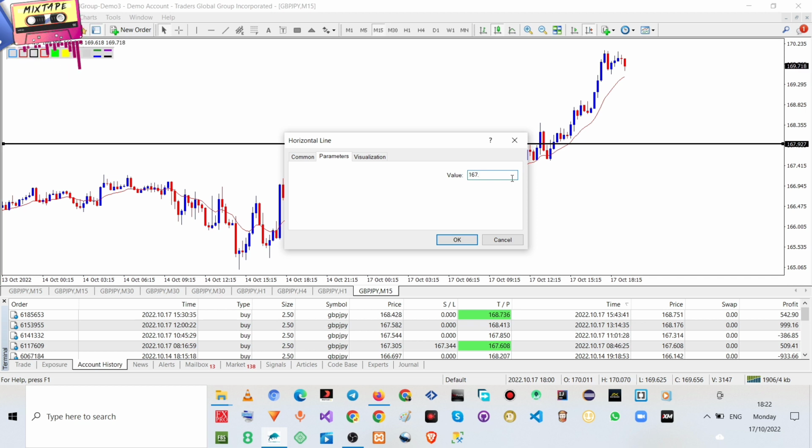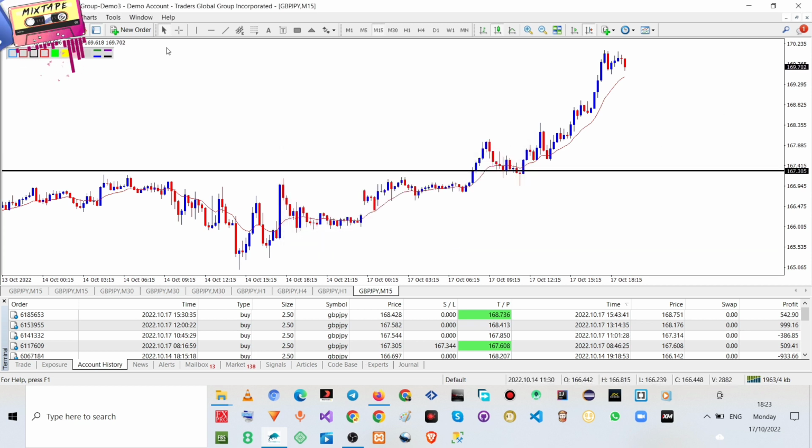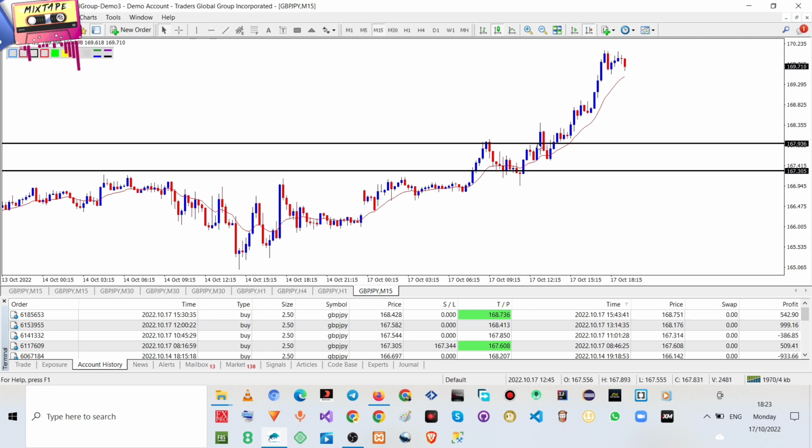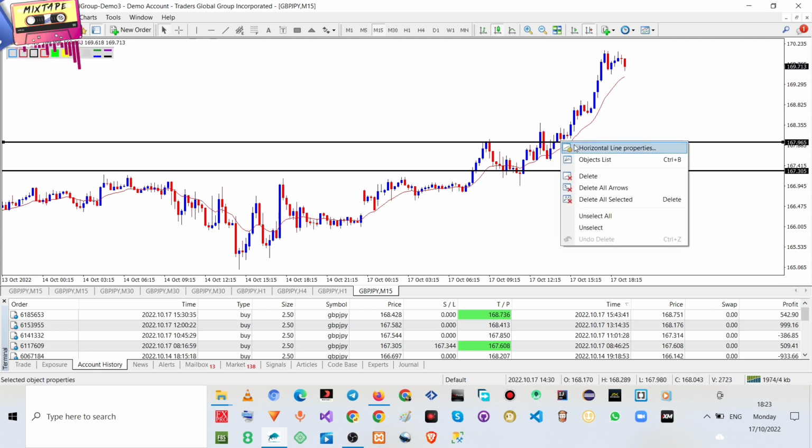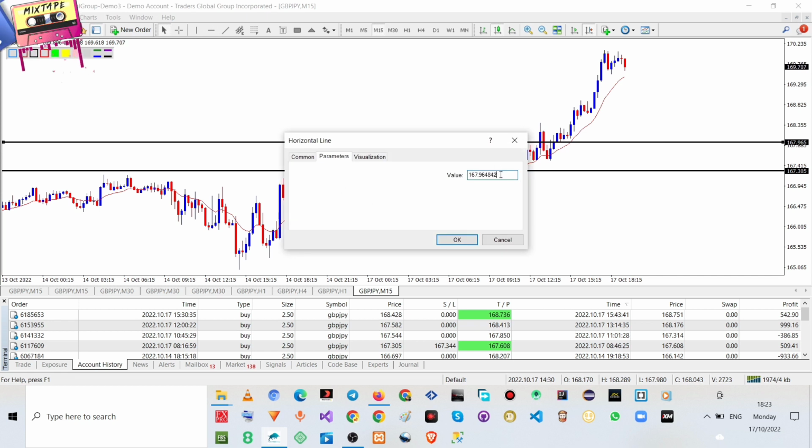So the price for the first trade is this one right here. The price for the trade was 167,305. That was the entry price right there. Then the exit price was 167,608.